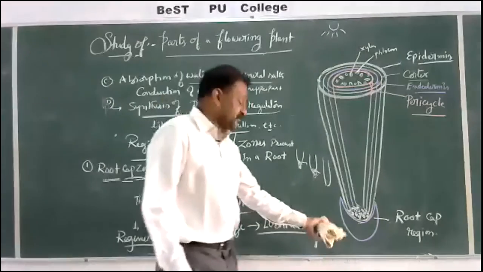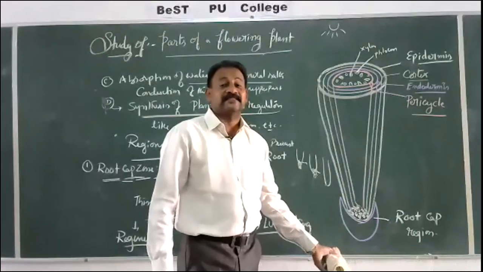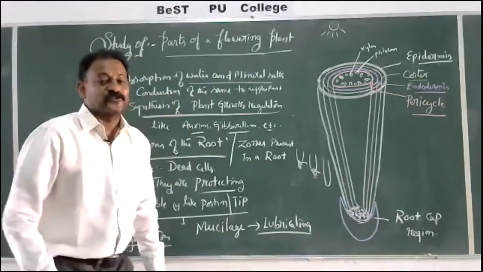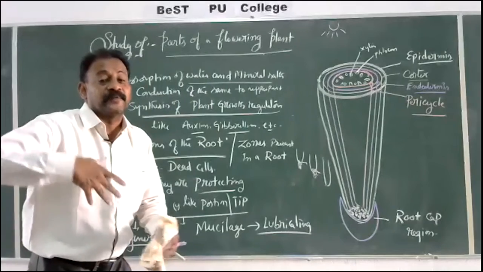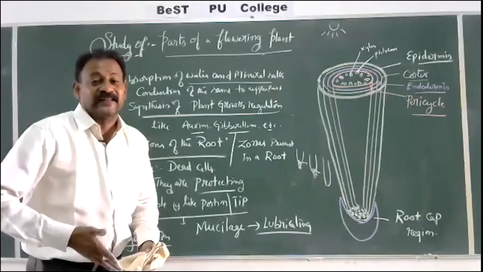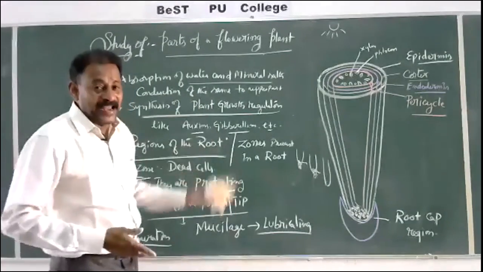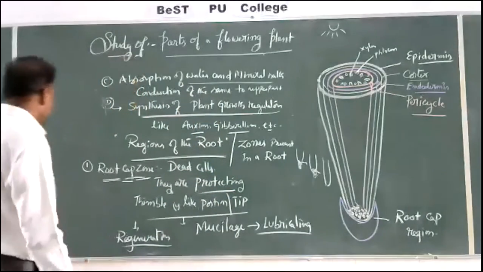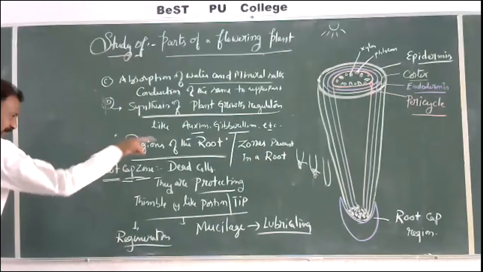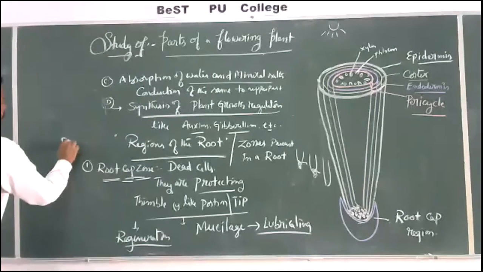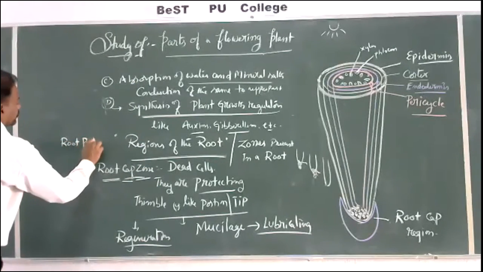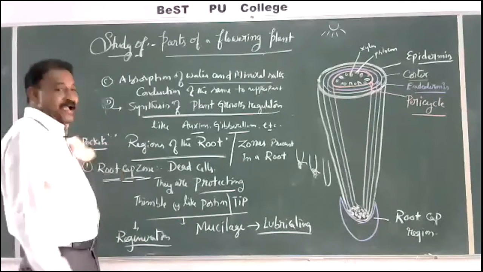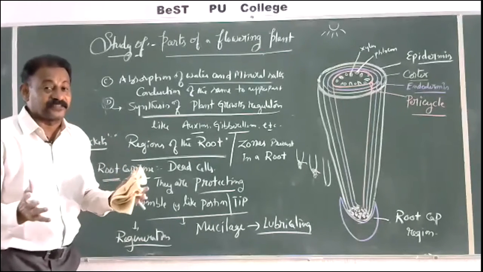And the root cap is generally absent in those plants which are living in water. The plants which are living in water have no need of penetrating the soil, only water. So instead of a root cap, the plants which are living in water possess root pockets. Root cap zone in soil plants, root pockets in water plants. Root pockets lost the capacity of regeneration.